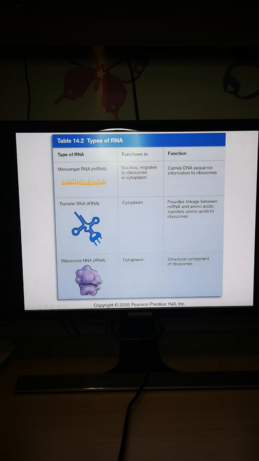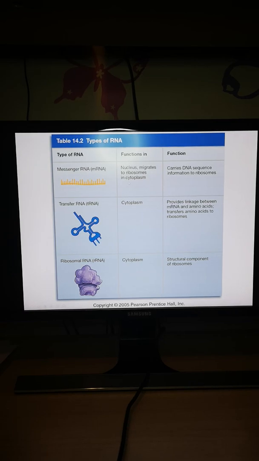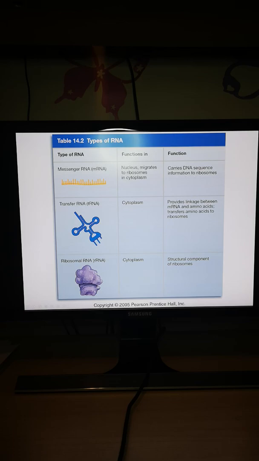This is taken from a textbook. You can see messenger RNA, which you find in the nucleus where it's made, and then it migrates to the ribosomes in the cytoplasm where it's used, and it carries the DNA sequence information to the ribosome. The transfer RNA is in the cytoplasm. It provides a link between the mRNA and the amino acids, so it transfers the specific right amino acid to the ribosome, to the right position. And finally ribosomal RNA is in the cytoplasm, and it's a structural component of the ribosomes.